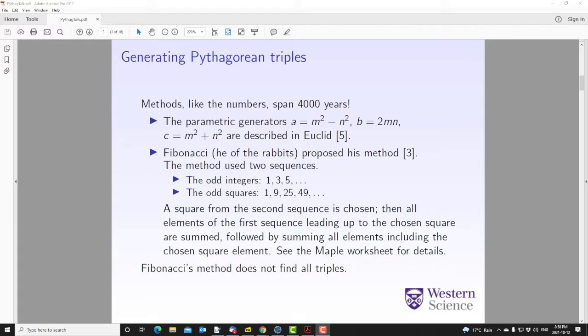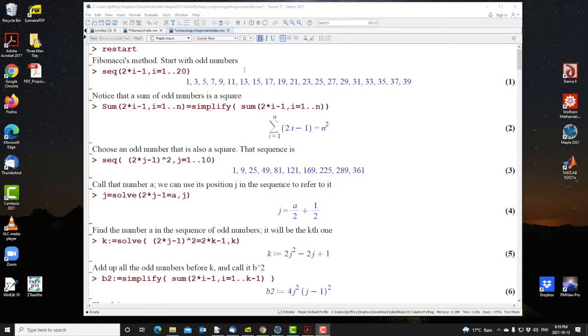And I have illustrated this in a Maple worksheet. So this Maple worksheet starts off with a sequence of odd integers. That's the first sequence that Fibonacci uses. We notice that the sum of odd integers is a square. And then we have a second sequence, which I've written here, which is the squares of odd integers. Fibonacci's method starts by selecting an element of the second sequence. Let's say 25. Take the square root of that, which is 5. The index, and then j is the index. It'll be 3 in this sequence. So that's the value of j.